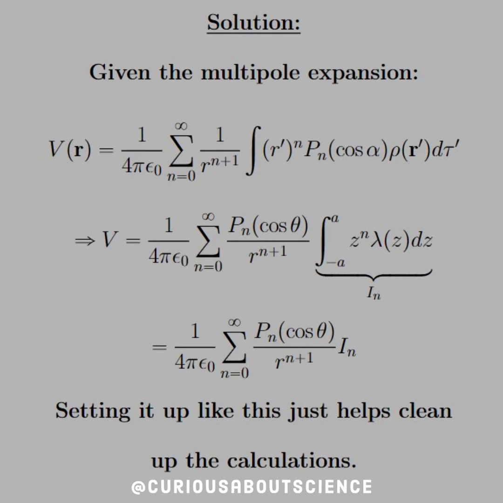Knowing this, we can substitute in everything, including the bounds, which run from negative a to a, and we can factor out the Legendre polynomials and keep them outside the integral. And we can therefore call the integral In, with z to the n and the charge distribution lambda in it, for the sake of chugging through these problems with relative ease.